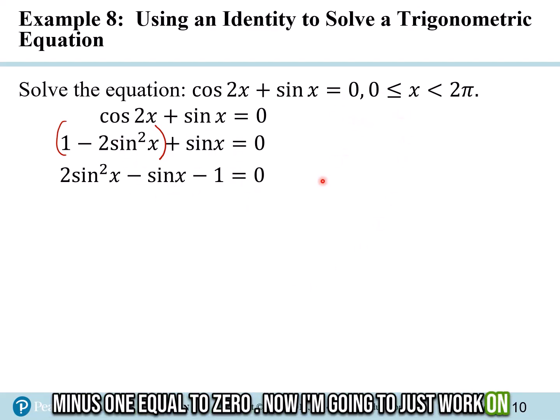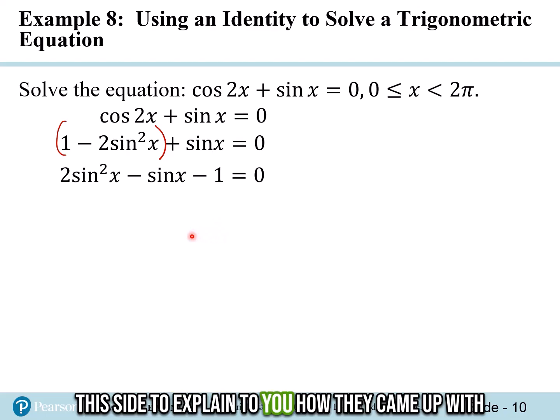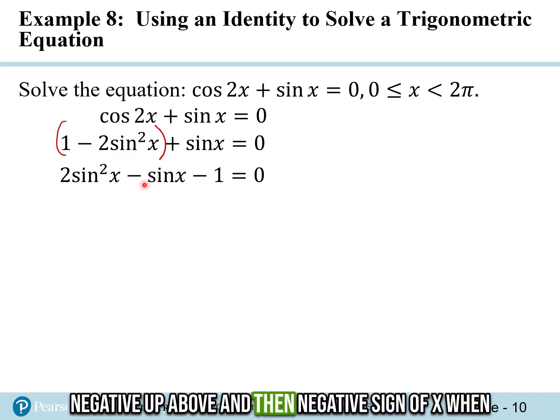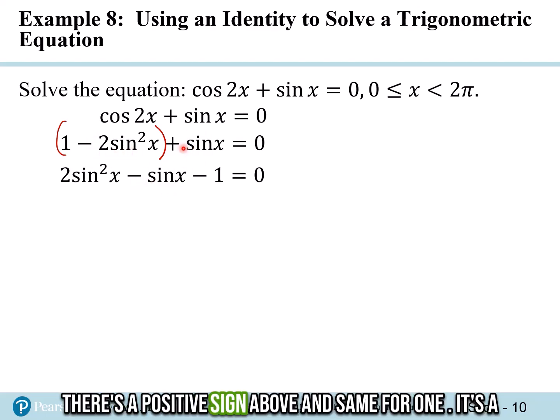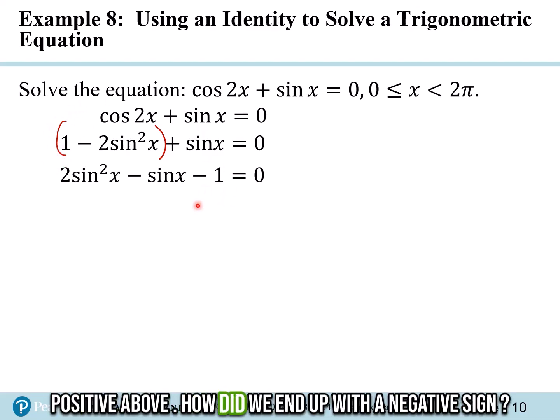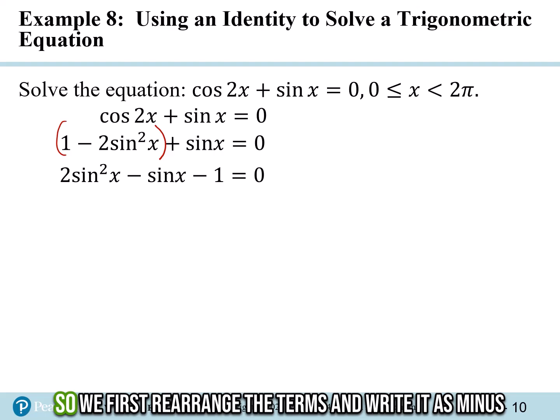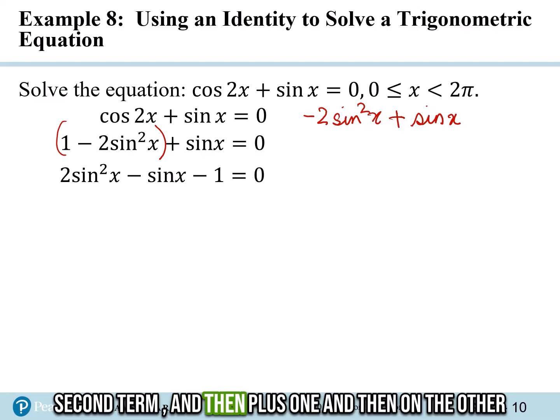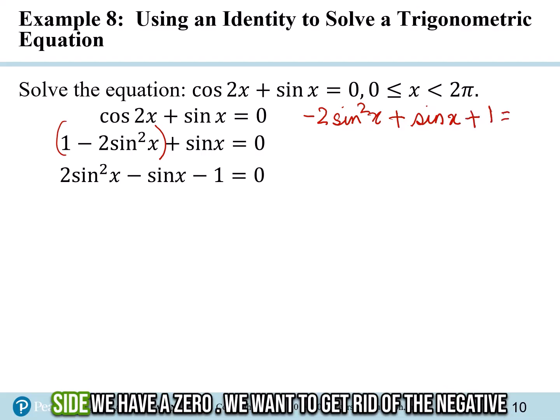Now I'm going to just work on the side to explain to you how they came up with positive 2 times sine squared x when there's a negative up above, and then negative sine of x when there's a positive sign above, and same for 1. It's a positive above. How did we end up with a negative sign? So we first rearrange the terms and write it as minus 2 times sine squared x, plus sine of x becomes the second term, and then plus 1, and then on the other side we have a 0.